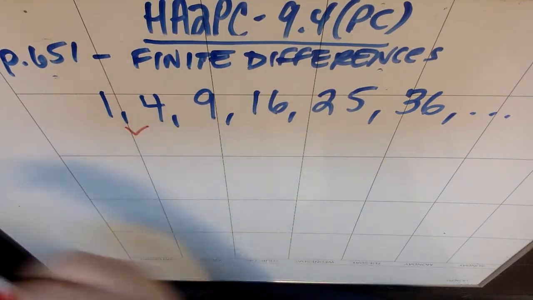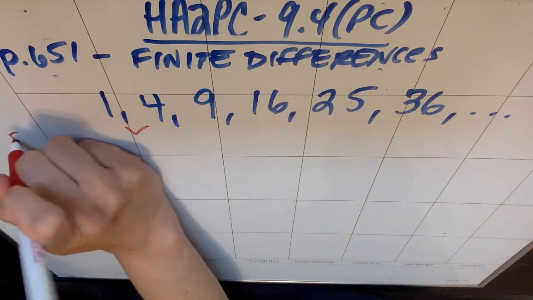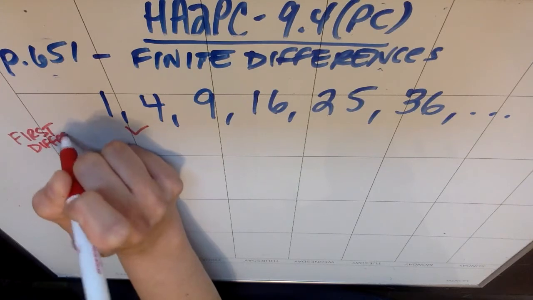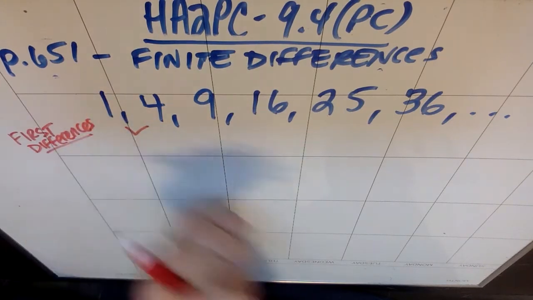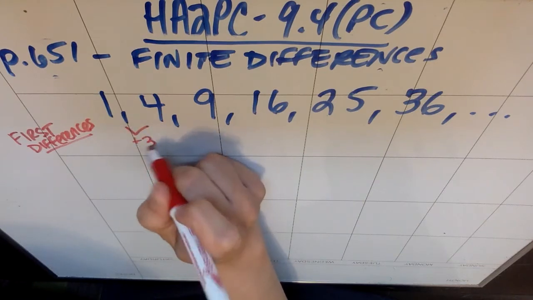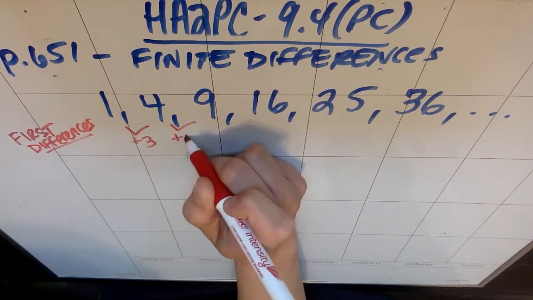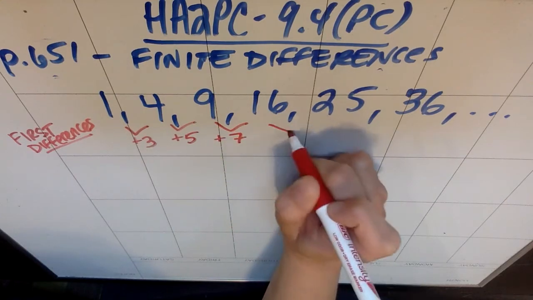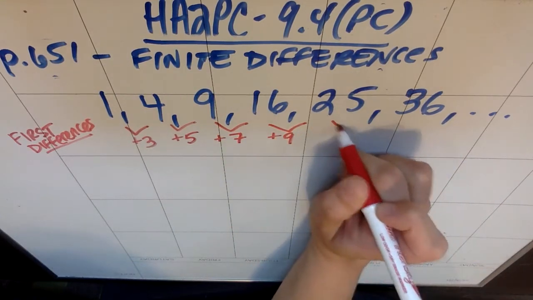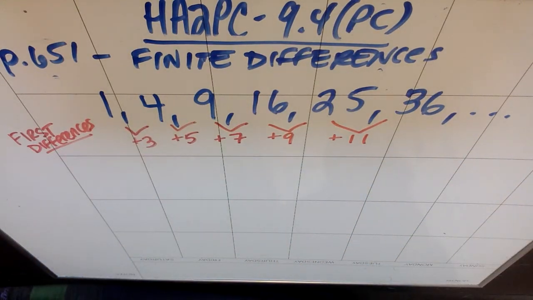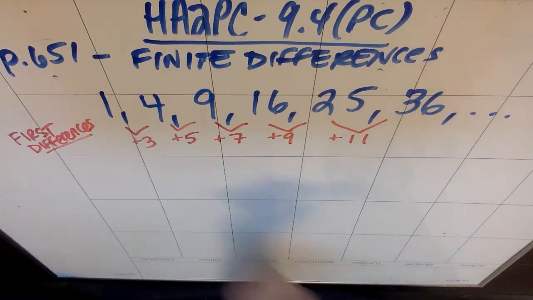The first differences of this sequence, right, so the first differences are not constant, all right? So the first differences, which is what we'd normally look for to see if something is arithmetic, they're not constant. To get from 1 to 4, I'm adding 3. To get from 4 to 9, I'm adding 5. To get from 9 to 16, I'm adding 7. And then to get from 16 to 25, I'm adding 9. And to get from 25 to 36, I'm adding 11. They are not constant. But those first differences themselves do actually make their own arithmetic sequence.